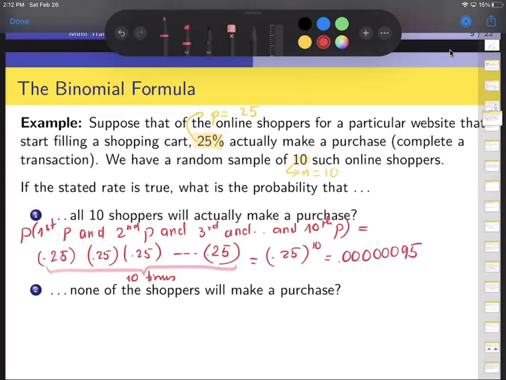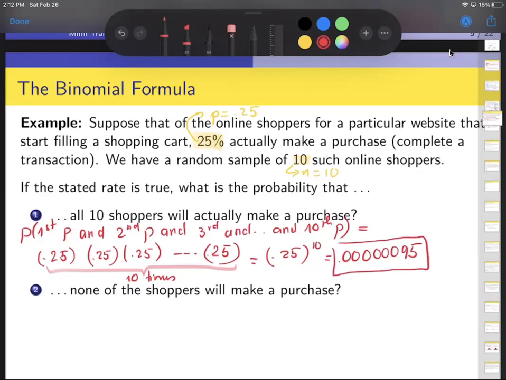So the probability is pretty slim, right? It's the probability of all 10 people in a random sample making an online purchase, which is probably rare, right? So it makes sense. The probability of all 10 people making such a purchase is kind of rare.